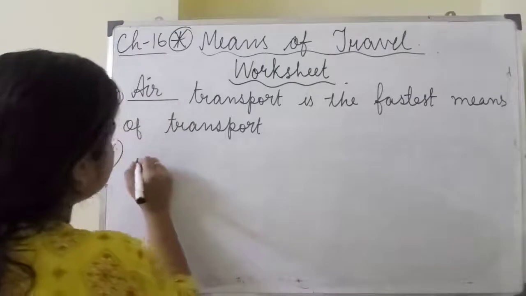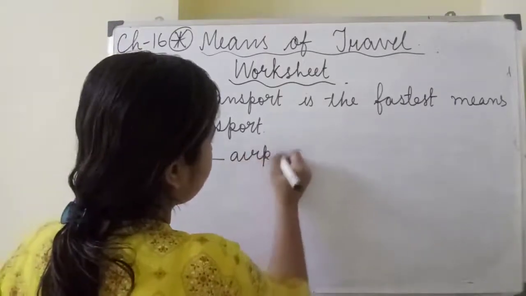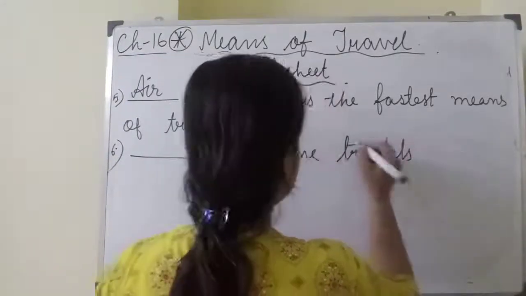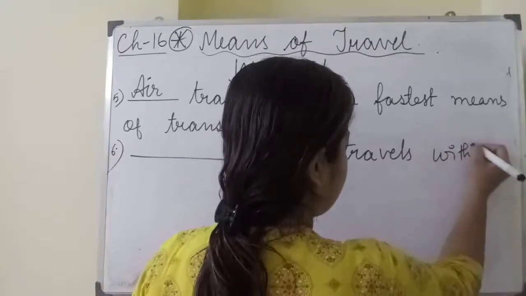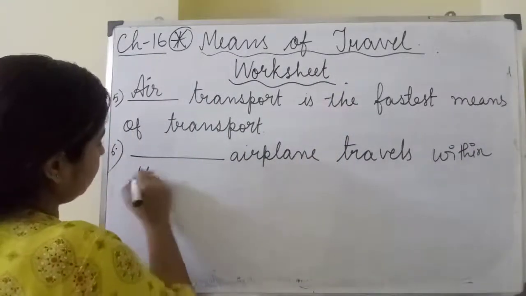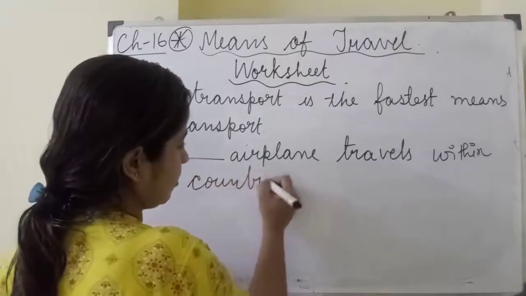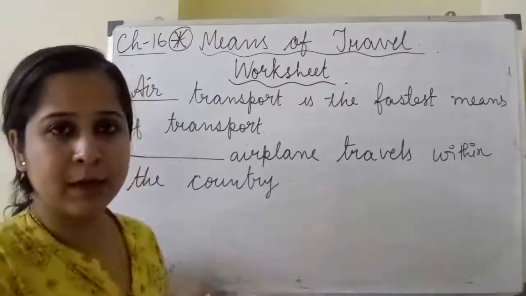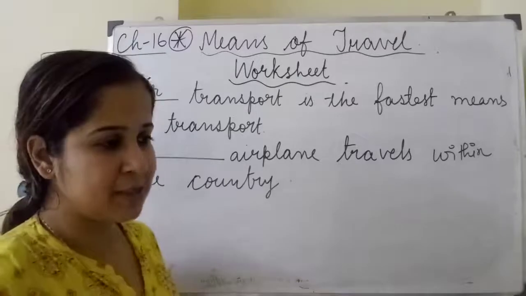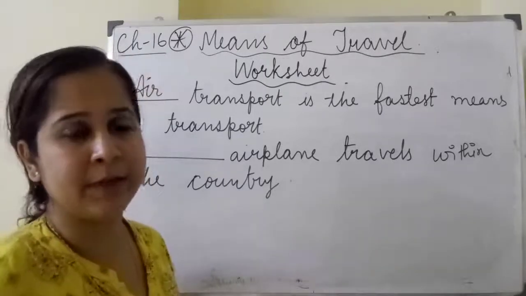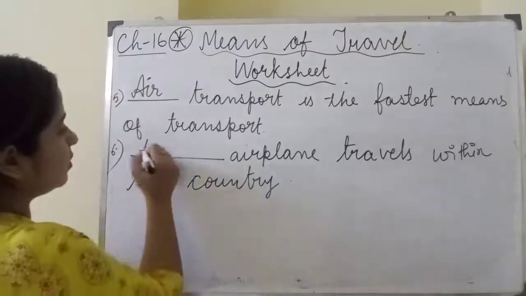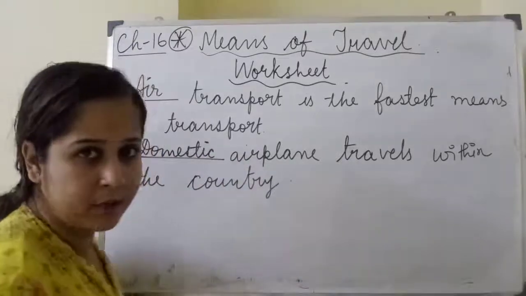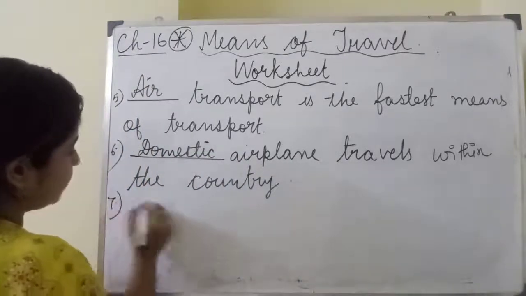Next is dash airplane travels within the country. Yes, within the country. Inter-country airplanes which travel inside the country, that own particular country, that airplane is named domestic. Domestic airplanes travel inside the boundaries of that particular country only. Fine.